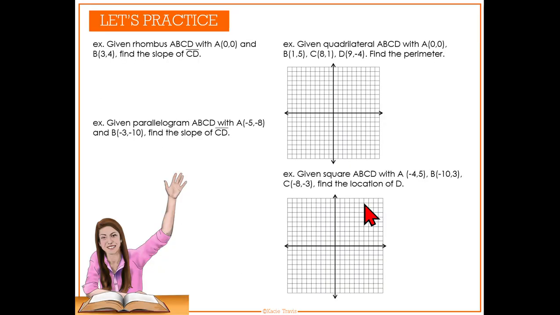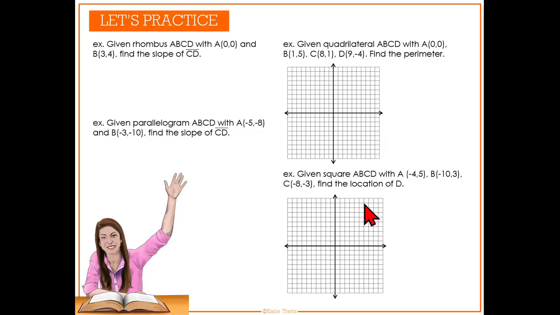All right, next thing they're asking us to do, they give us a set of shapes, and they want us to go through and find some things to help us out. So, first thing they're giving us is a rhombus ABCD. They're giving us 2 points, and they want us to find the slope of this side. Then they're going to give me a parallelogram ABCD with these 2 points and to find that same slope of that other side.